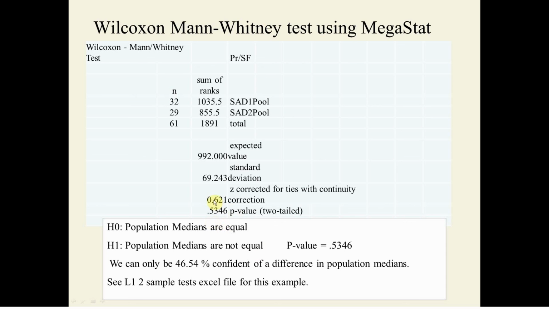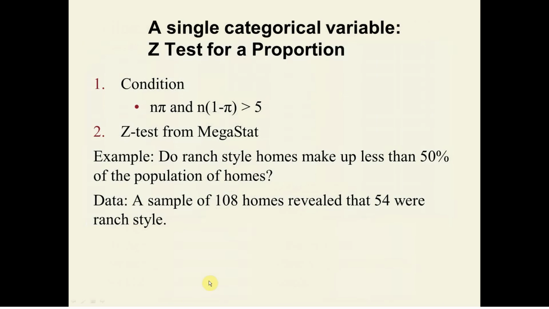Again, we only care about the p-value. P-value of 0.5346 is greater than our required level, which is 0.05. So we can only be 46.54% confident that the population medians are different. Again, you can see an example of this in our Excel proportions.